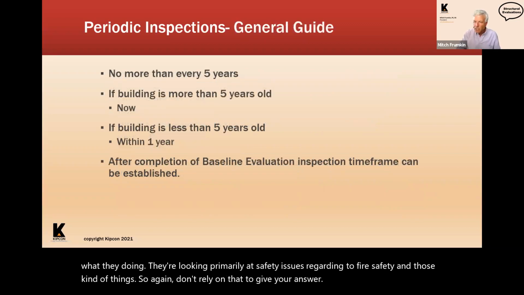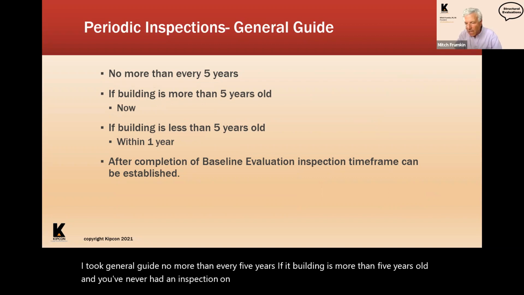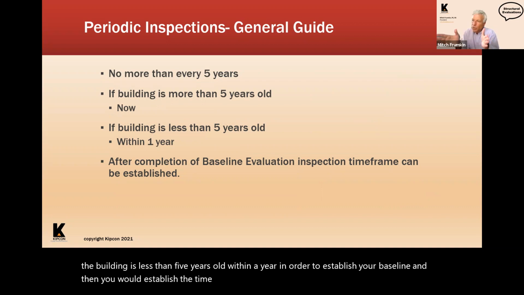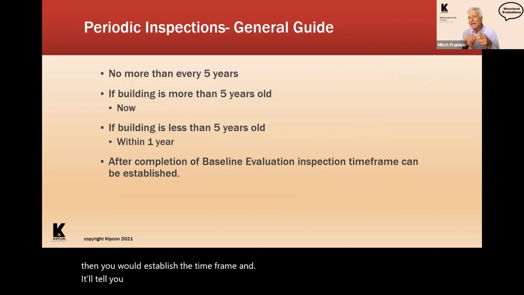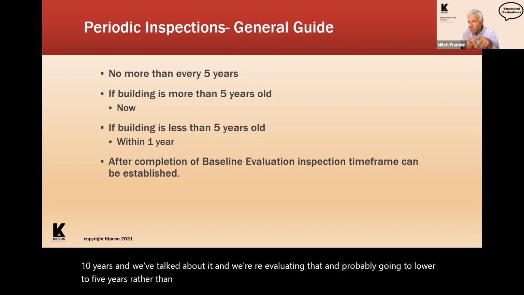All right, so as a general guide, no more than every 5 years. If a building is more than 5 years old and you've never had an inspection of the structure, my suggestion is you have one done. If the building is less than 5 years old, within a year, in order to establish your baseline, and then you would establish the time frame. And Ed will tell you that originally the national standard was talking about having the inspections every 10 years. We've talked about it, and we're reevaluating that and probably going to lower it to 5 years rather than 10 years, because things can happen much more rapidly than you think they can with these types of things.